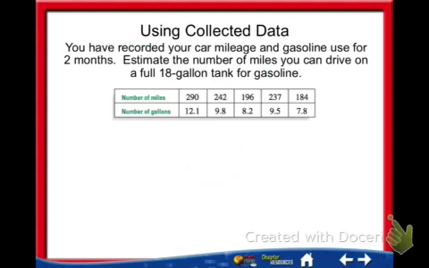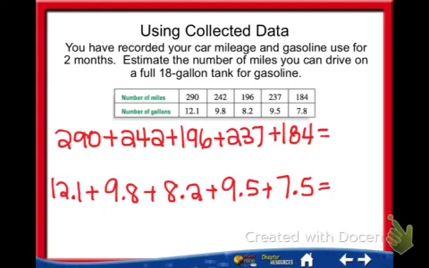You have recorded your car mileage and gasoline use for 2 months. Estimate the number of miles you can drive on a full 18-gallon tank of gasoline. We're given our number of miles and our number of gallons. I'm going to add up my number of miles and the number of gallons. The total number of miles is 1,149 miles. The total number of gallons is 47.2.